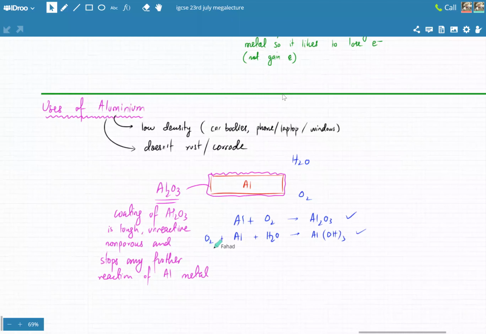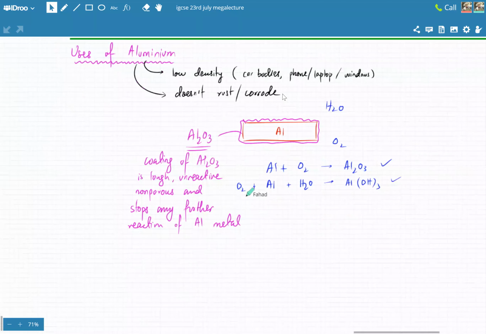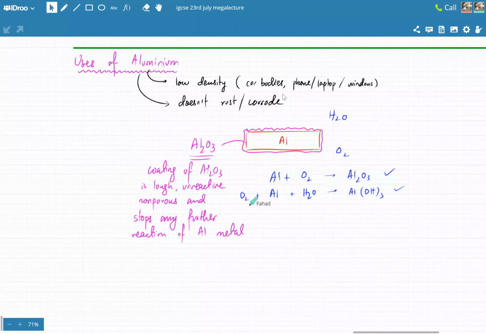ठीक है, ये मेरे ख्याल से हमने पहले भी डिस्कस किया था. Is this clear? ठीक है, ये everyone, Ahmed clear है? Sidra, is this clear? Yes. Yes.